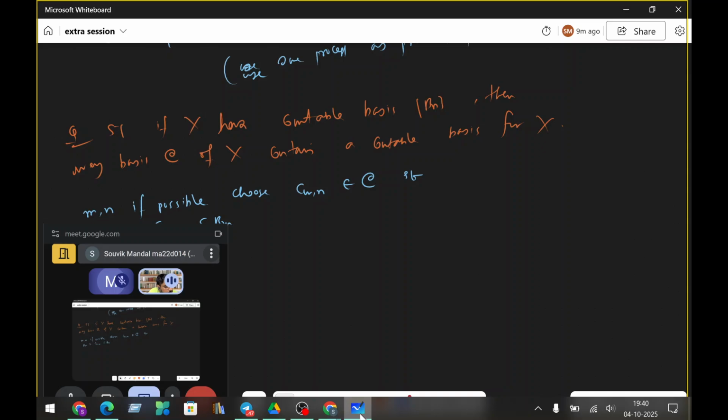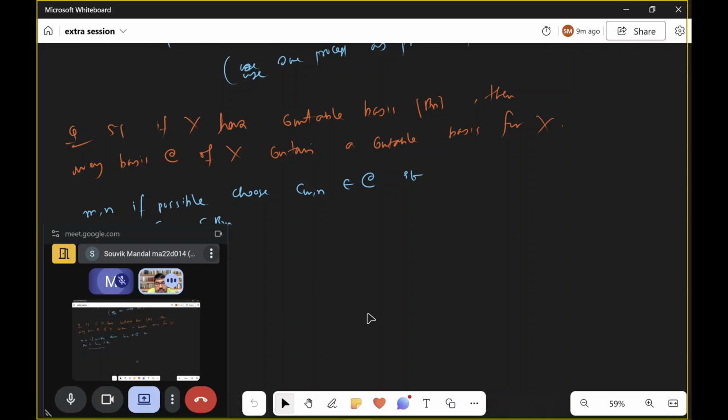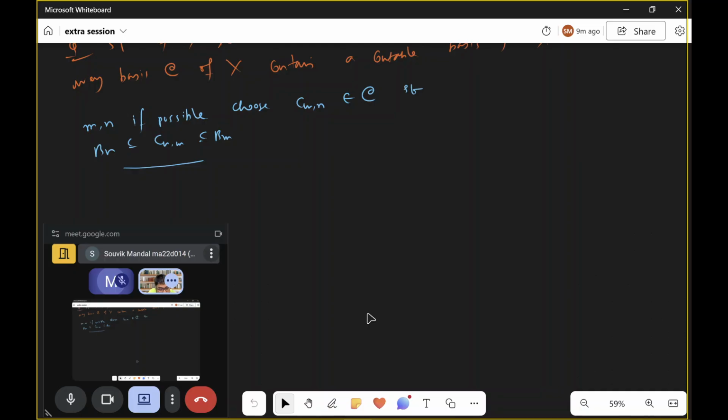Okay. So we choose C_mn belonging to C such that B_n is a subset of C_mn, which is a subset of B_m. Such a thing is always true. Now we claim that this countable subset of C is a basis. For this, we need to choose x belonging to X.